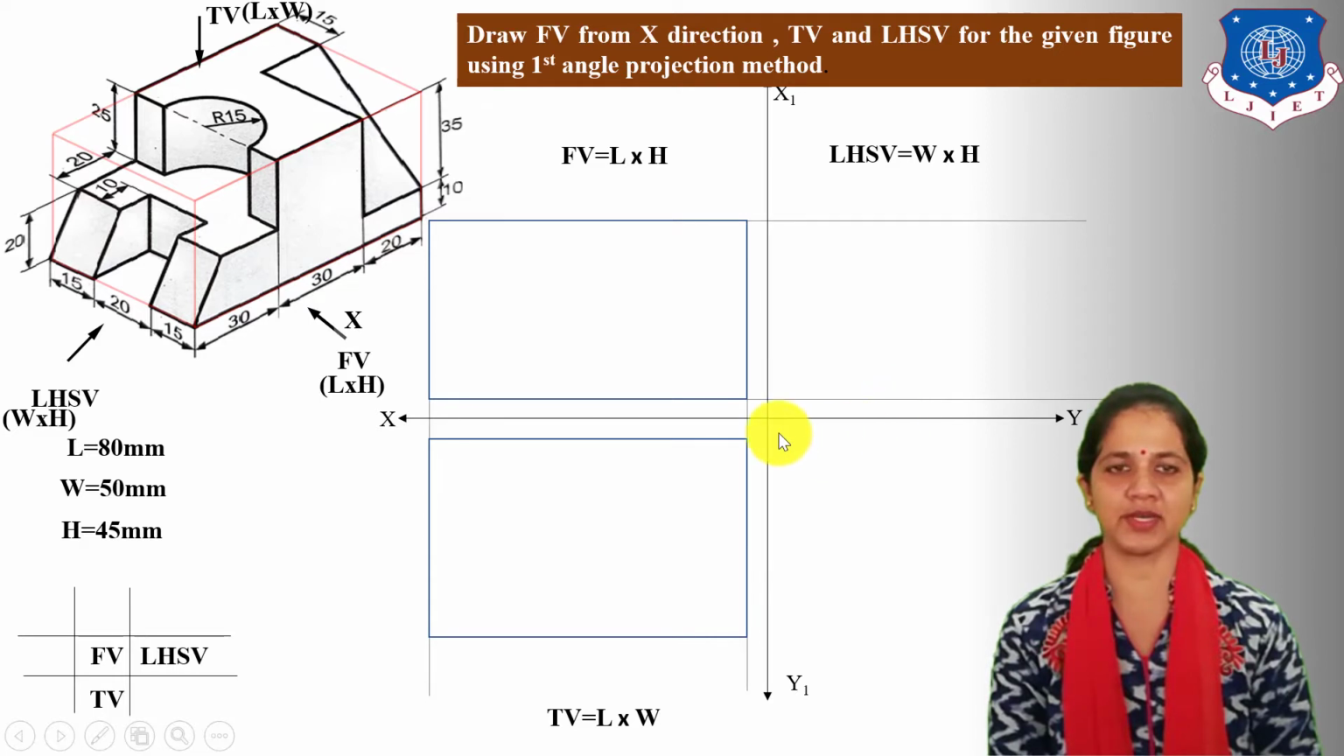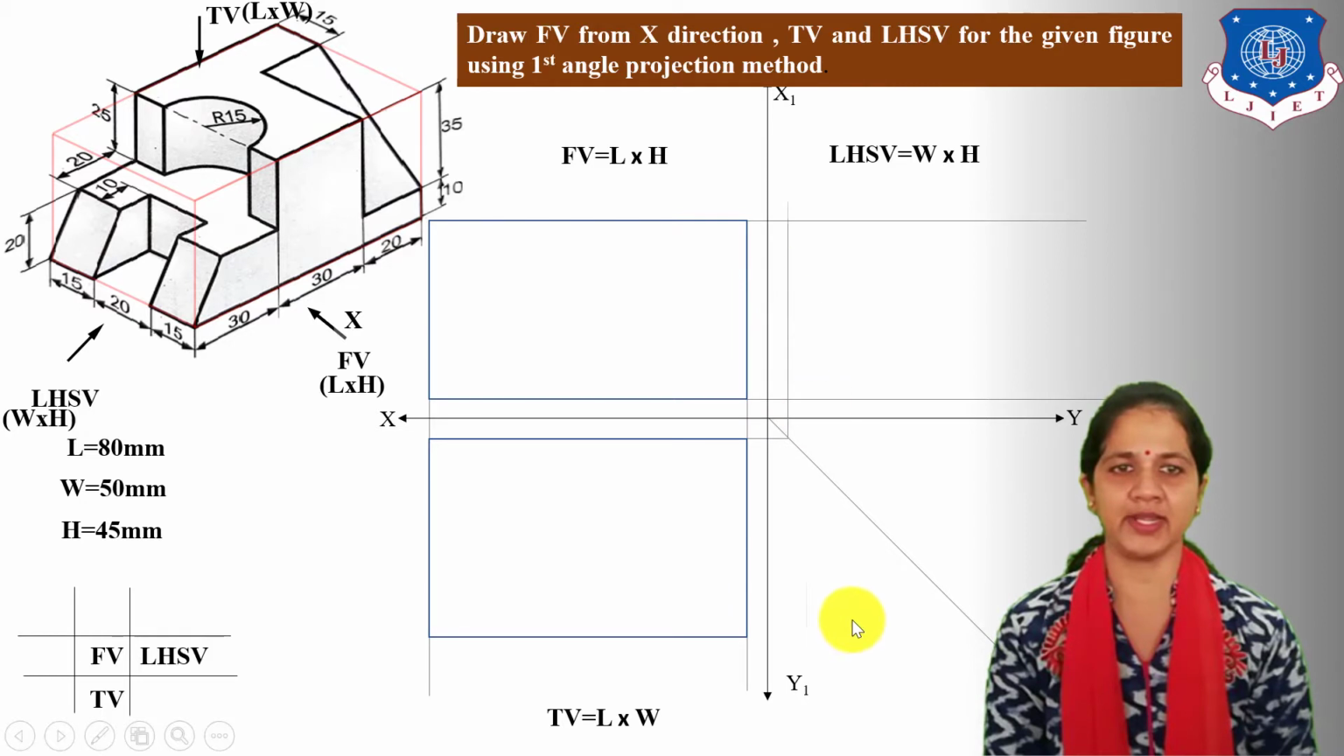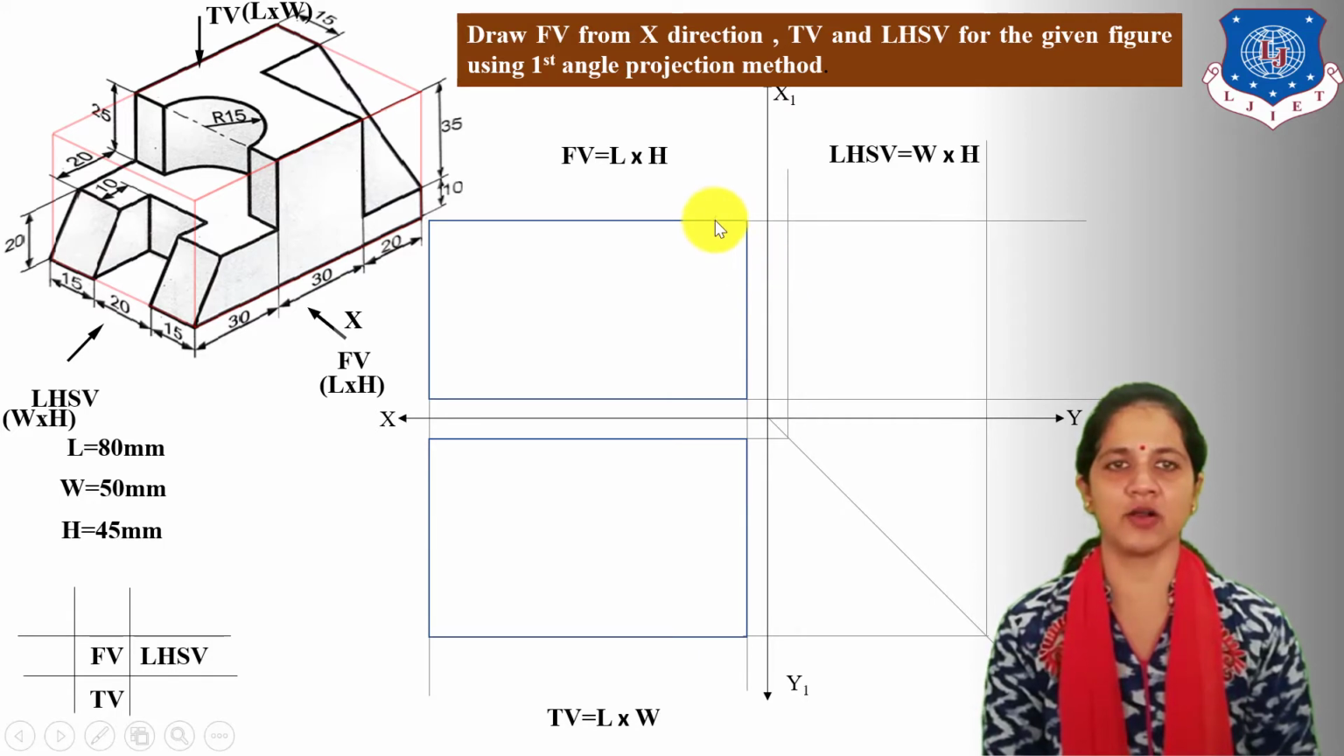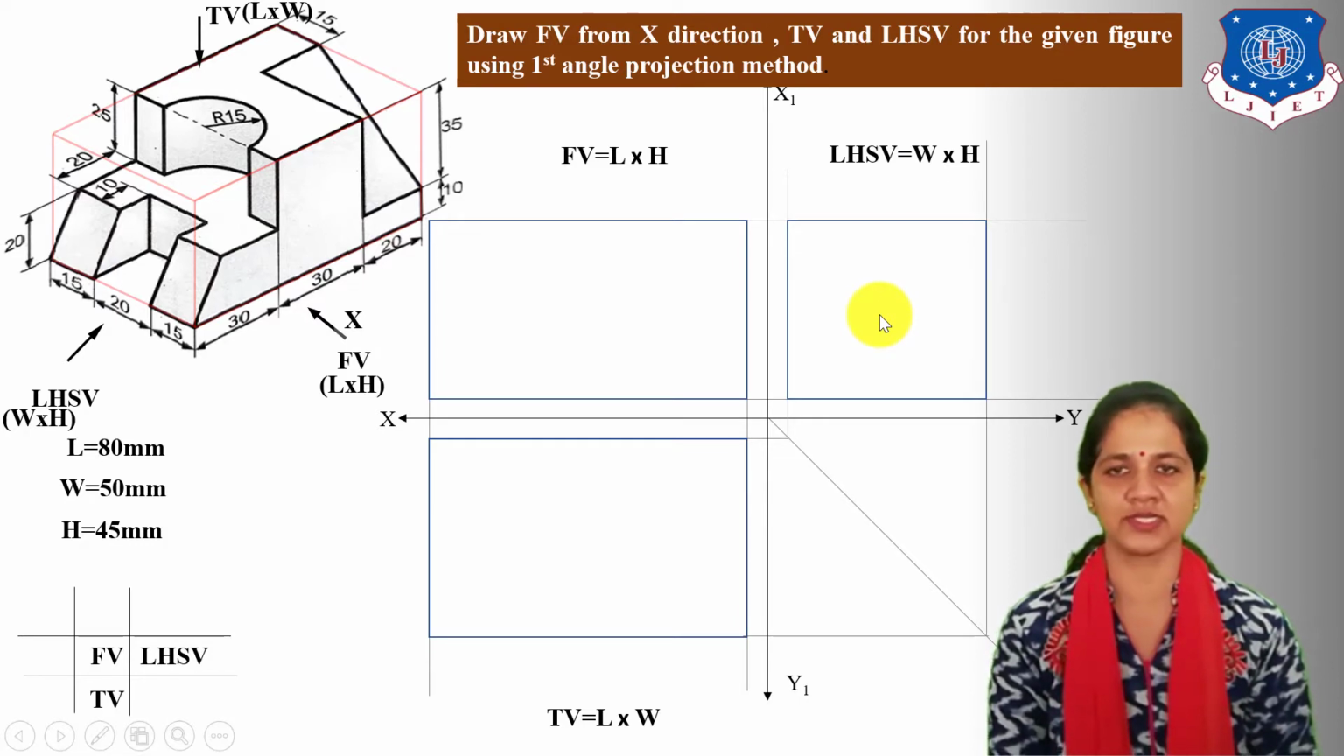For width transfer, draw 45-degree angle line from common intersecting point of XY and X1 Y1 axis and transfer width in left hand side view. Here the common intersecting area of height and width projection will represent the left hand side view box.